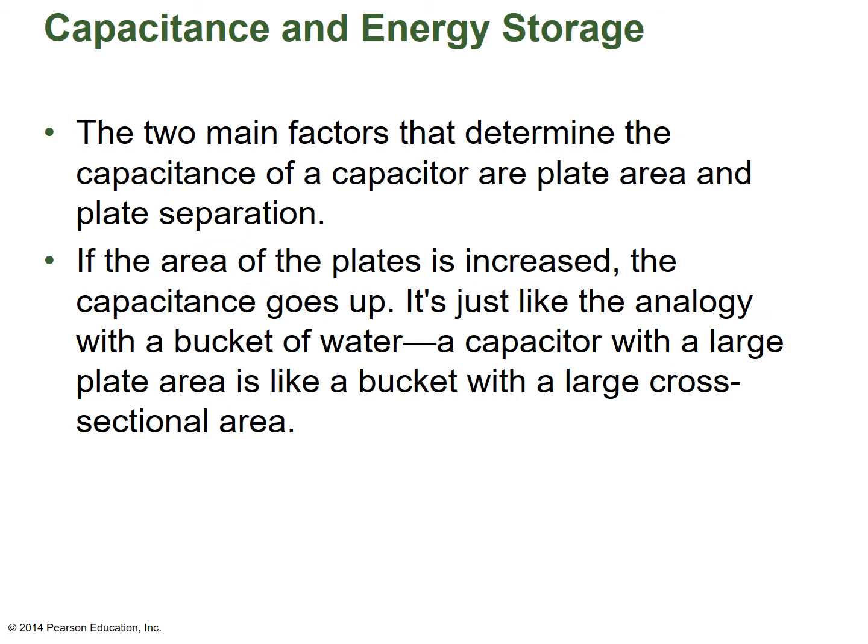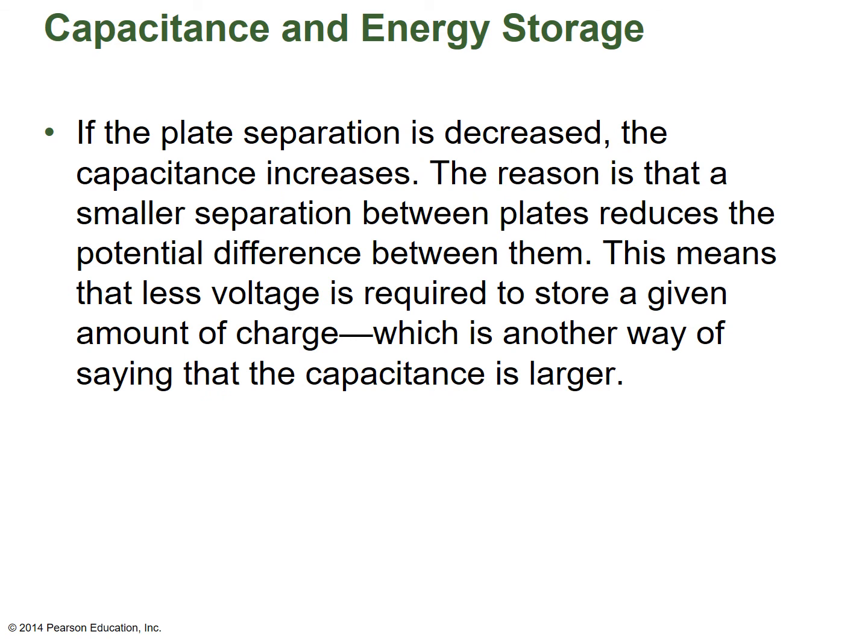The two main factors that determine the capacitance of a capacitor are plate area and the plate separation, A and D. If the area of the plate is increased, the capacitance goes up. It is just like the analogy with a bucket of water. A capacitor with a large plate area is like a bucket with a large cross-sectional area. If the plate separation is decreased, the capacitance increases. The reason is that a smaller separation between plates reduces the potential difference between them. This means that less voltage is required to store a given amount of charge, which is another way of saying that the capacitance is larger.